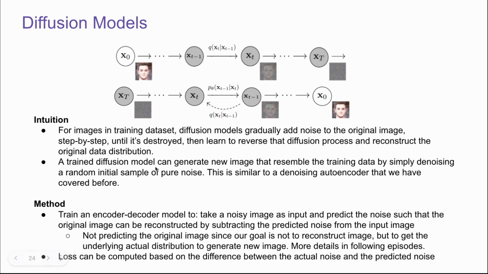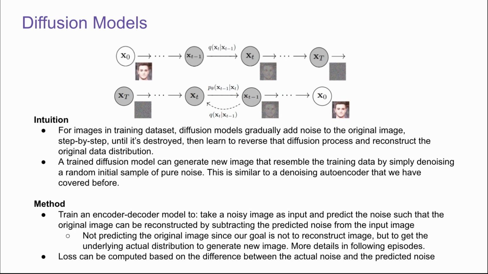So a trained diffusion model can generate a new image that resembles the training data by simply denoising a random initial sample of pure noise. This is similar to a denoising autoencoder that we have covered previously. So the method here is to train an encoder-decoder model, take a noisy image as input, and predict the noise so that the original image can be reconstructed by subtracting the predicted noise from the input image.